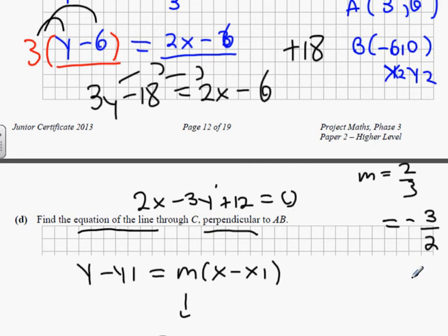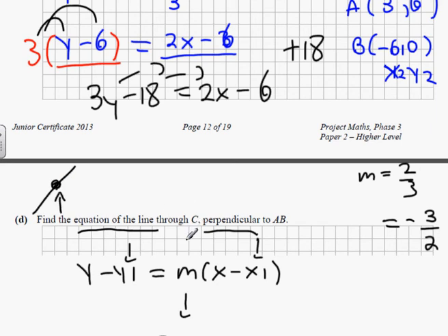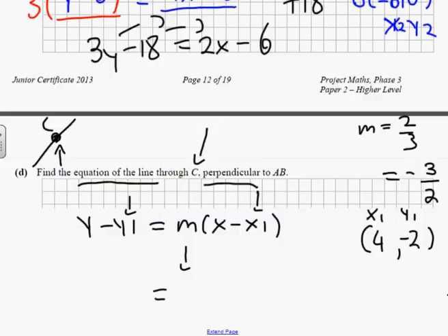If it's minus, change it to plus. Minus 3 over 2. What do we use for our x1, y1? Which point? What point does it go through? Come on, lads, a bit more response than that. C. It says through C. That means that the point C is on the line. Everybody got that? So what is the point C? It says in the start of the question. 4, minus 2. So that's now your x1, y1.